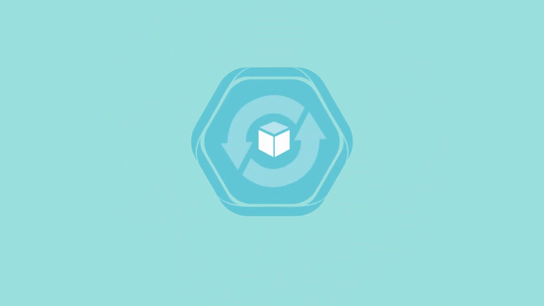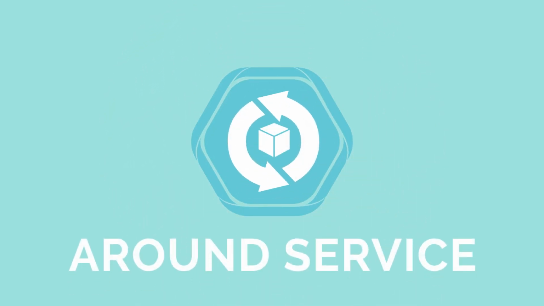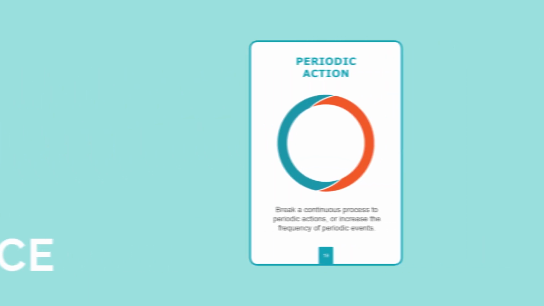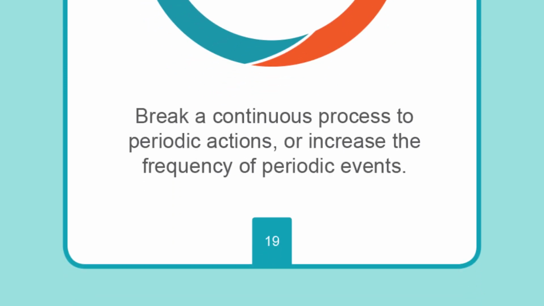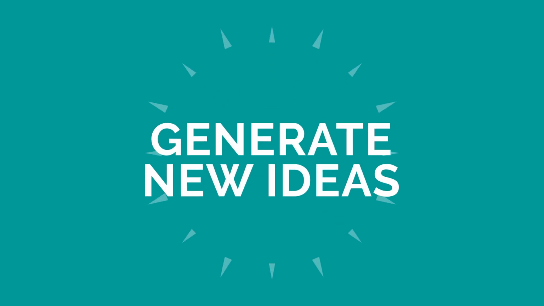A problem here is clearly one of around service, which takes us to the innovation card principle 19. Periodic action. Break a continuous process to periodic actions or increase the frequency of periodic events. From this, we can generate new ideas.